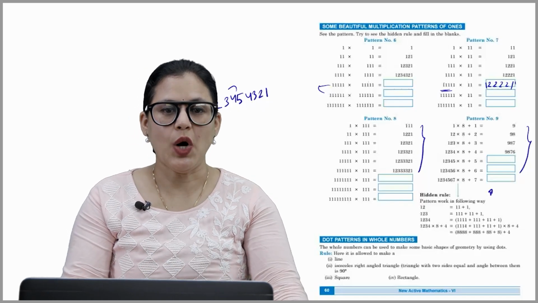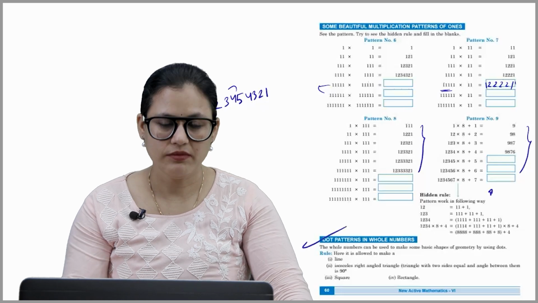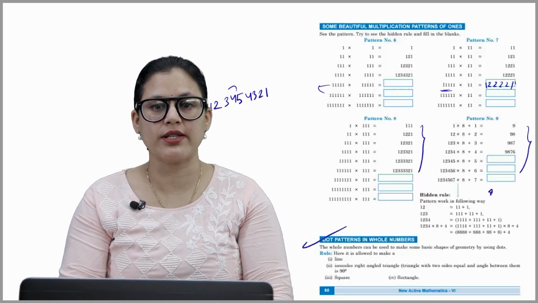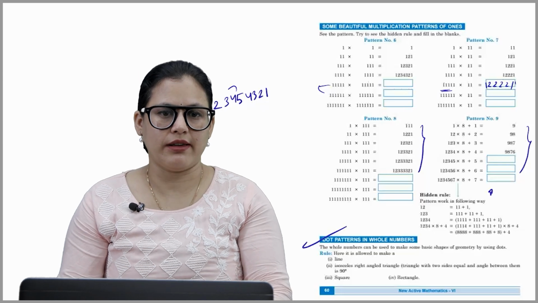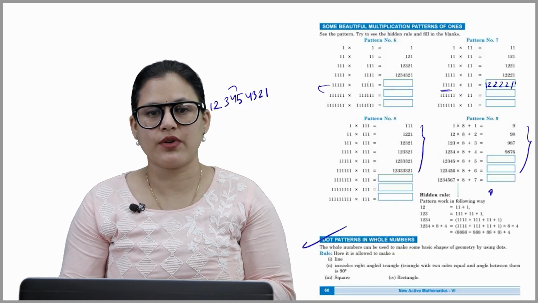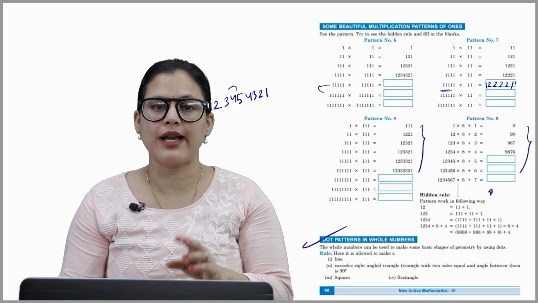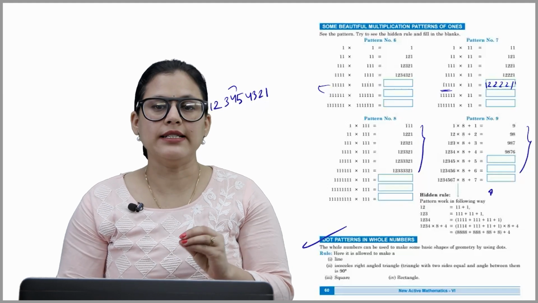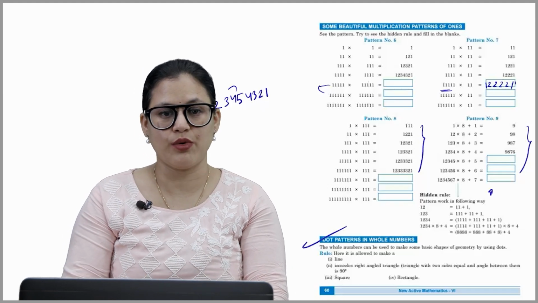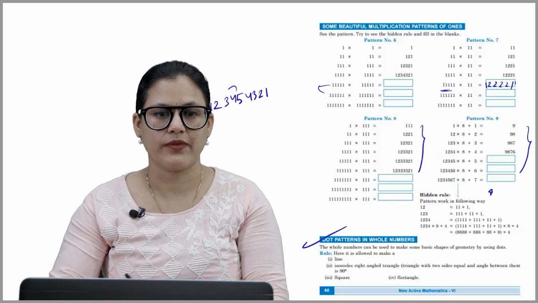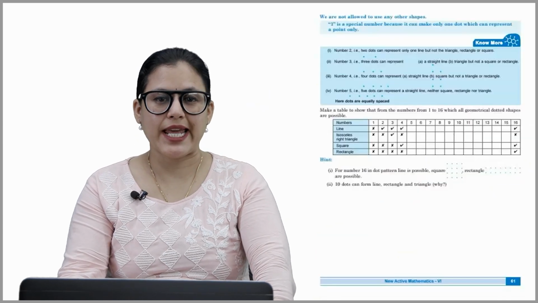Dot patterns in whole numbers. Whole numbers can be used to make some basic shapes of geometry by using dots. Rule: number 1, it is allowed to make a line. Number 2, an isosceles right-angled triangle. An isosceles right-angled triangle has two equal sides and the angle between them is 90 degrees. Number 3, a square or rectangle. We are not allowed to use any other shapes.